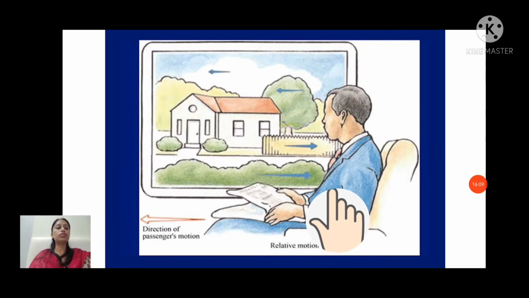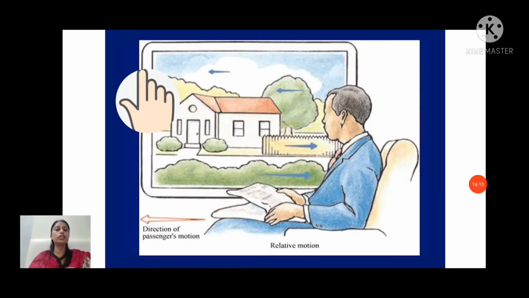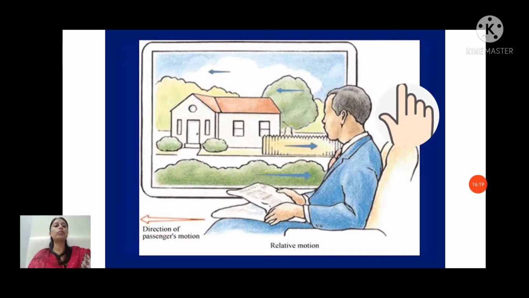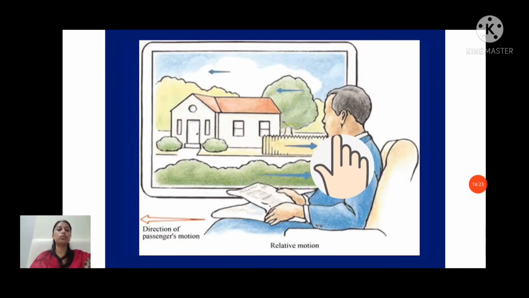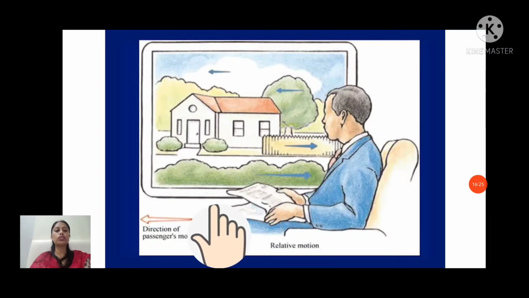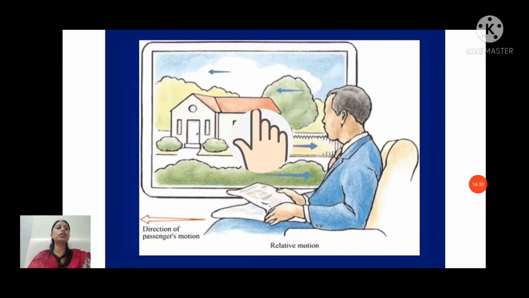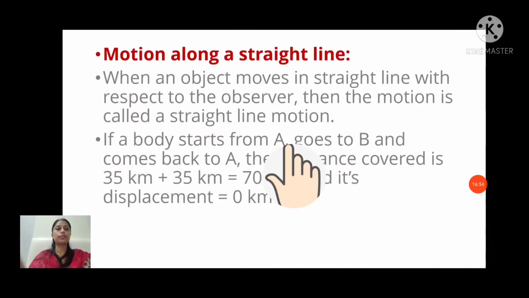Here in this image you can see the train is moving in this direction. When you are looking outside of the window, you will see that the trees are moving in the opposite direction. So that is relative motion. As you can see, this is the direction of the passenger's motion, and the trees' direction is in this direction. So this is relative motion.